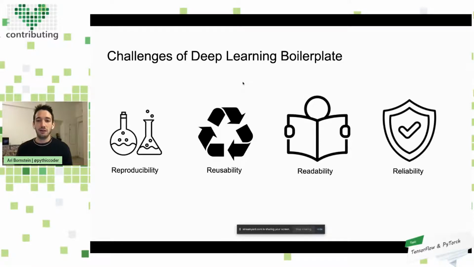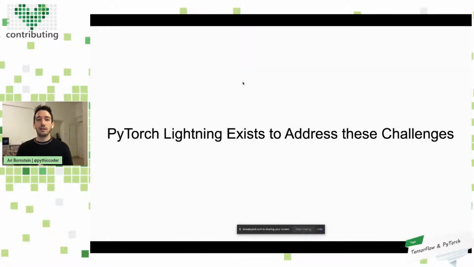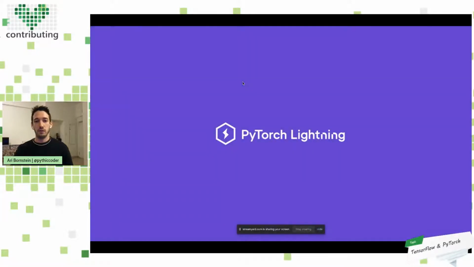And it turned out that a lot of that came from the fact that when he went to evaluate his model, he forgot to change it from training mode to evaluation mode. So you can imagine that this boilerplate can be overwhelming and cause a lot of errors. And so where PyTorch Lightning exists, and why I'm so excited about it, is it exists to address the challenges of boilerplate.